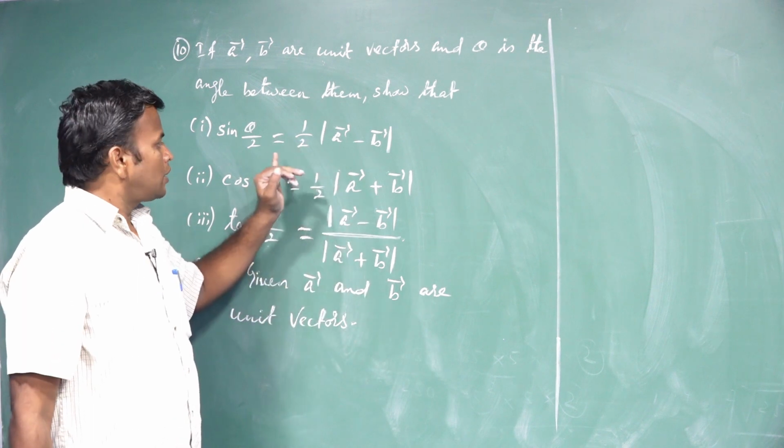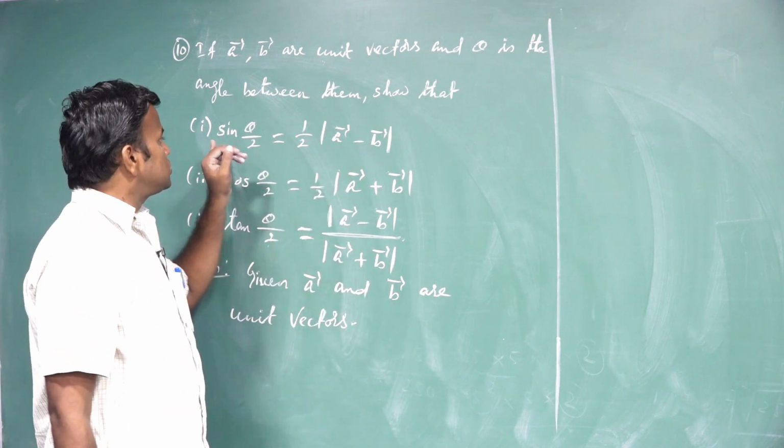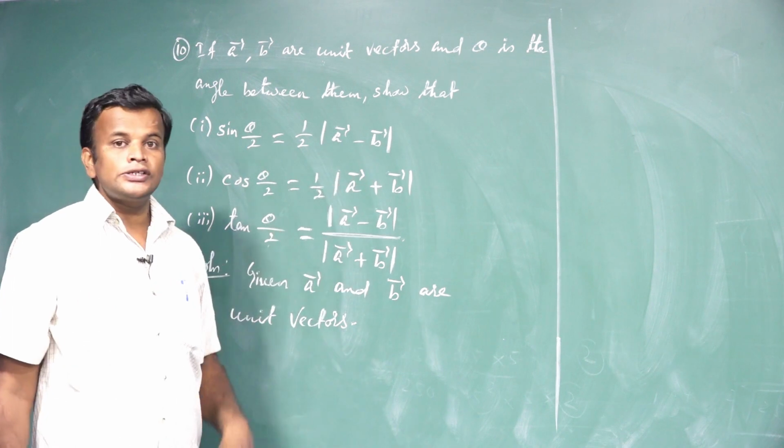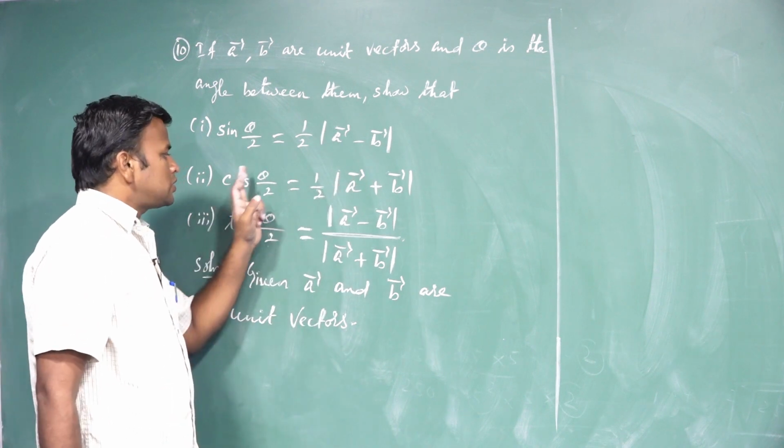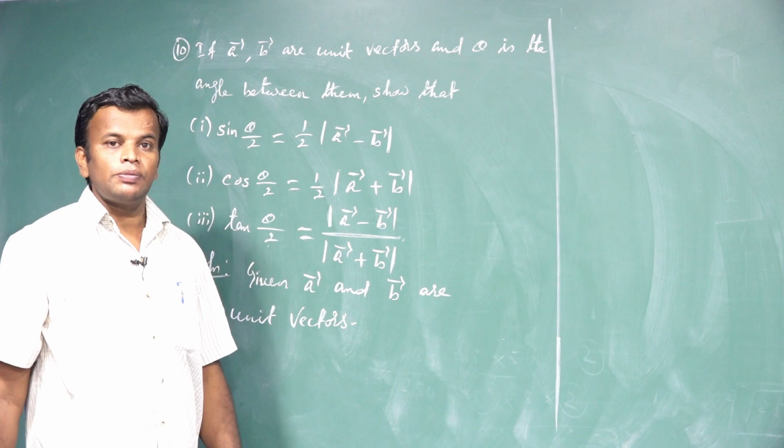You see 1 and 2 proof. What is the value of sin theta by 2? Half of modulus A vector minus B vector. Cos theta by 2 is half of modulus A vector plus B vector.